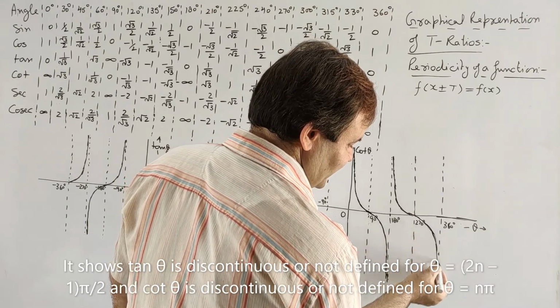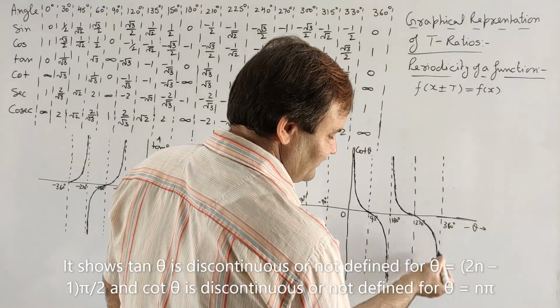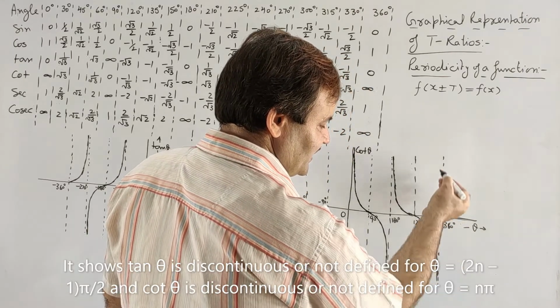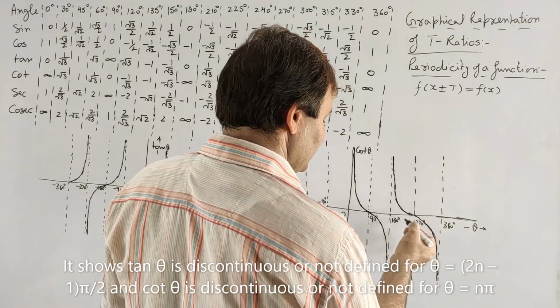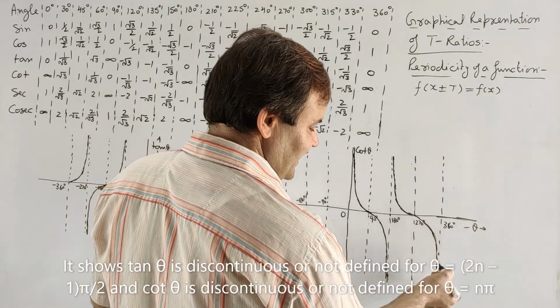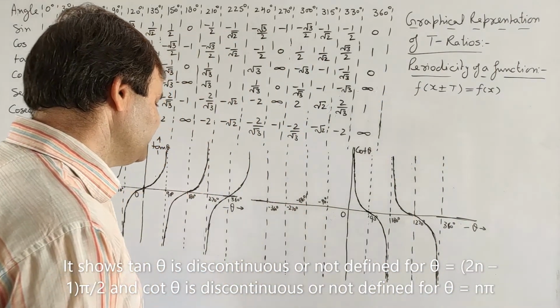So this graph will not touch the line passing through 360 degree and perpendicular to the theta axis. It will touch this line only at infinity.